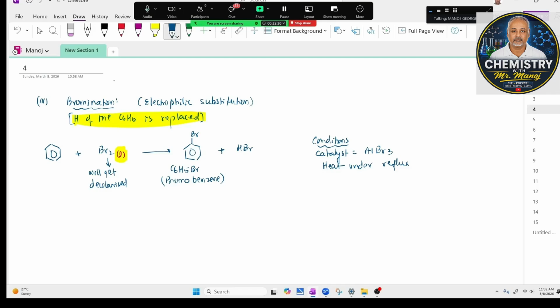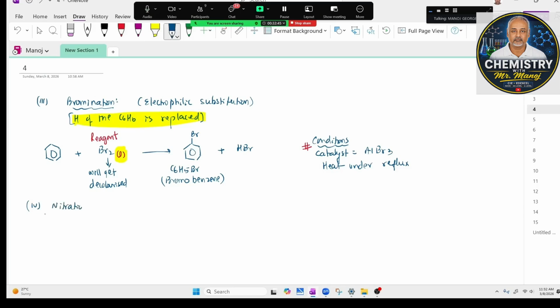Bromination of benzene. So don't forget, this is my reagent. If they ask you who's the reagent, that's the reagent, and the conditions I've already mentioned here. I know it's memorizing, but memorizing is good because they will ask you only this in the exam. Good for you. Okay, let's have a look at how we do nitration of benzene.